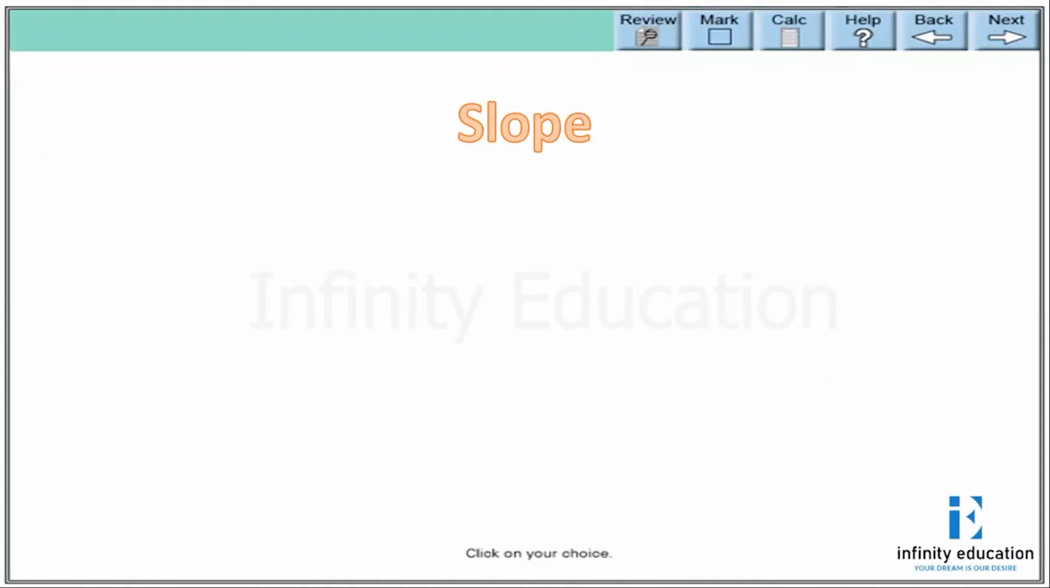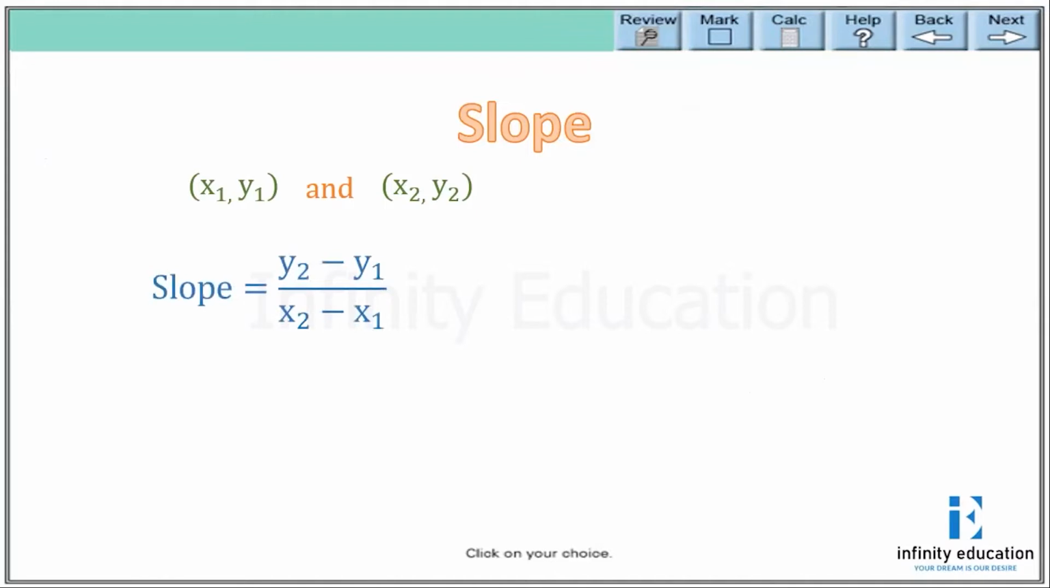Today in our 34th class, we will learn about the slope. Now let's see some of the information about slope. If two points are given like x1, y1 and x2, y2, then the slope should be y2 minus y1 divided by x2 minus x1.